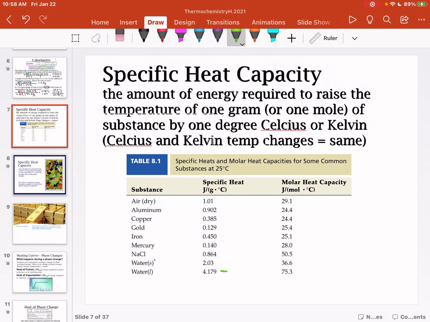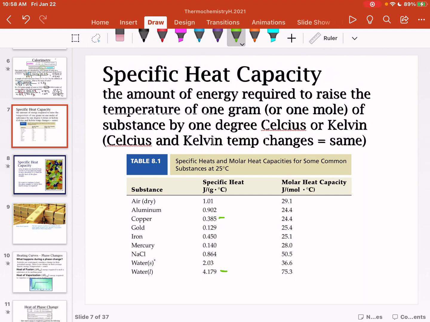Whereas if I look at a cooking pan, if I have a cooking pan made out of copper, I want it to increase its temperature rapidly. So you can see that copper has very little heat capacity before it starts to change its temperature. So you see that most metals tend to be less than 1. So the fact that water happens to have such a huge number is quite remarkable.